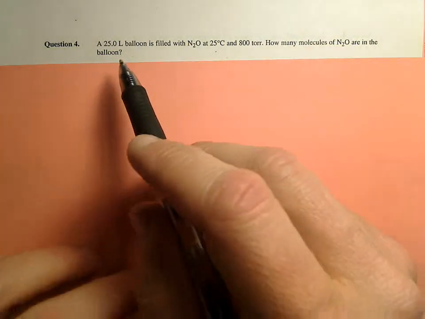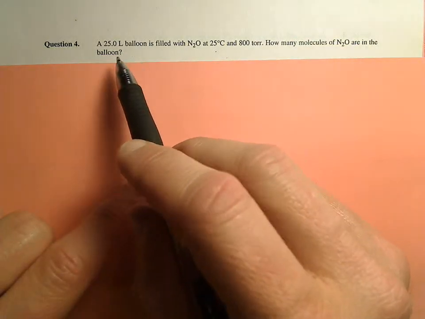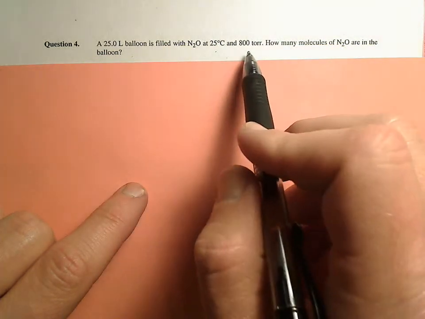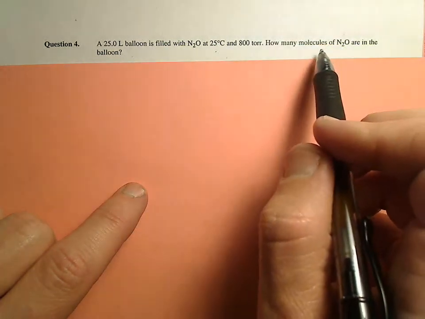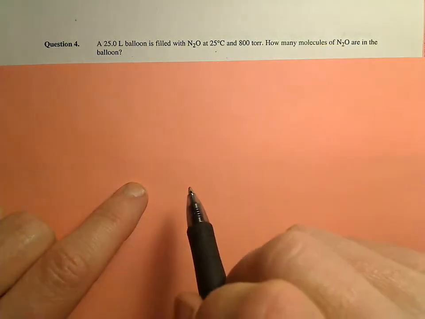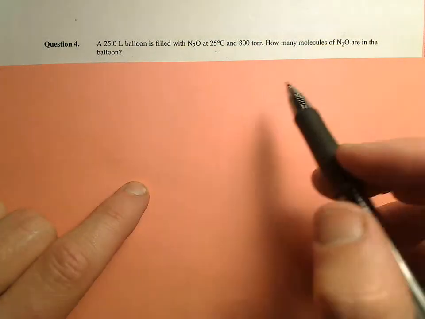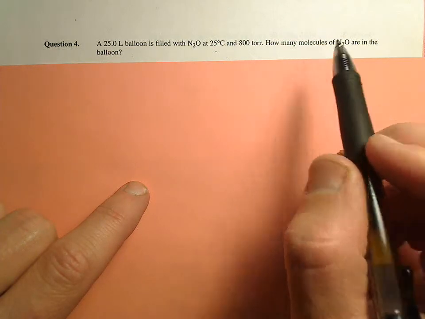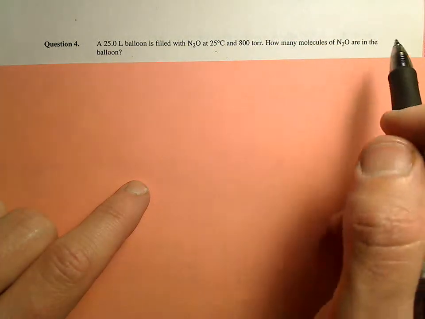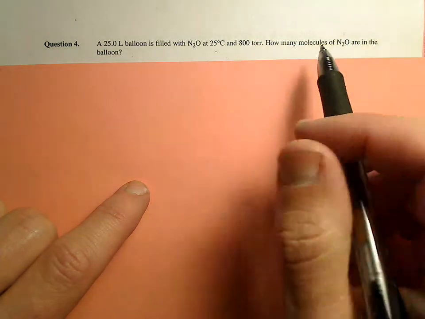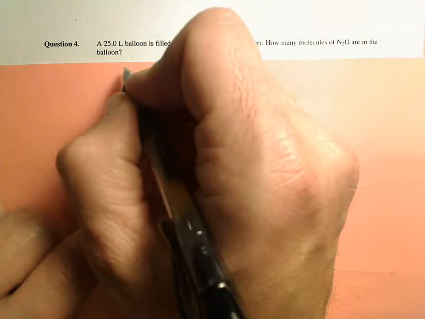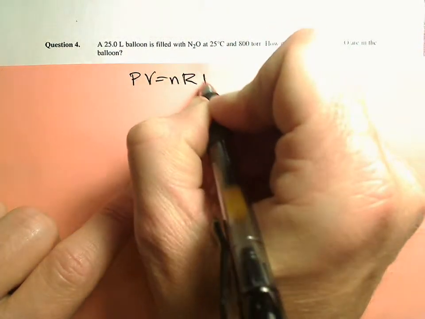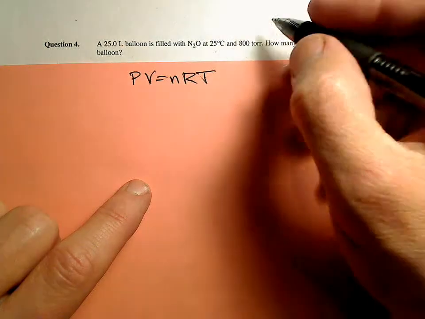All right. A 25 liter balloon is filled with N2O at 25 degrees C and 800 torr. How many molecules of N2O are in the balloon? Key thing there, molecules. Key word. Anytime you have moles, mass, number of particles, any of that, you know that somewhere in there you're going to have PV equals nRT. Somewhere in there that's going to exist.